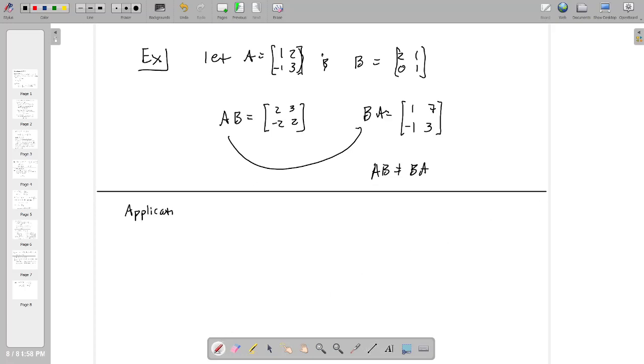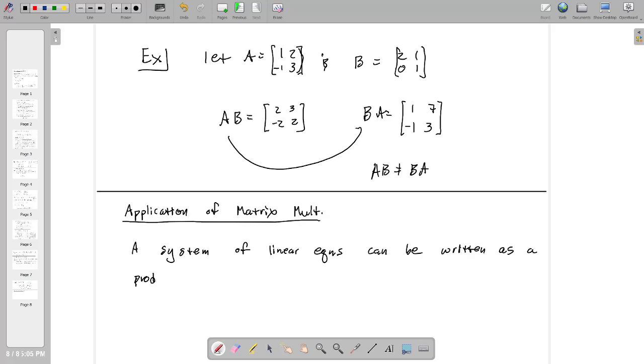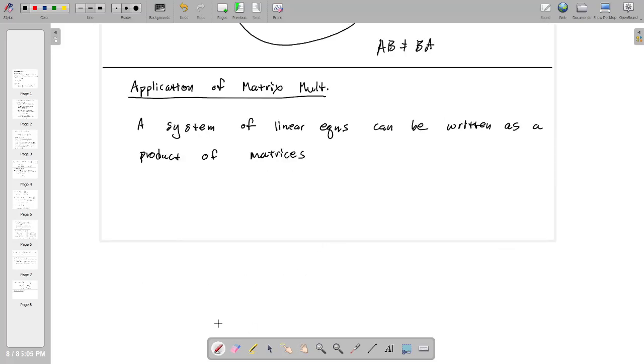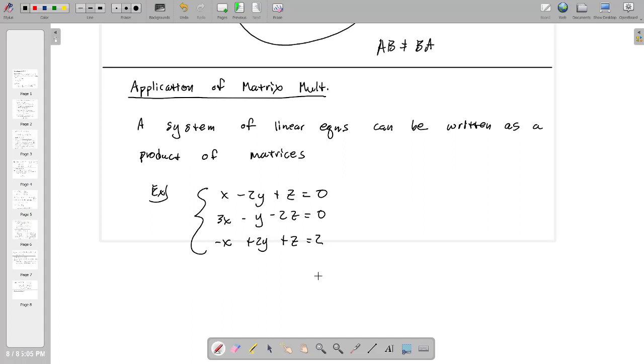The last topic I want to talk about is application of matrix multiplication. A system of linear equations can be written as a product of matrices. I'm going to show you sort of how this works with a quick example here. Suppose that we have a system of equations: x minus 2y plus z is equal to 0, 3x minus y minus 2z is equal to 0, and negative x plus 2y plus z is equal to 2.